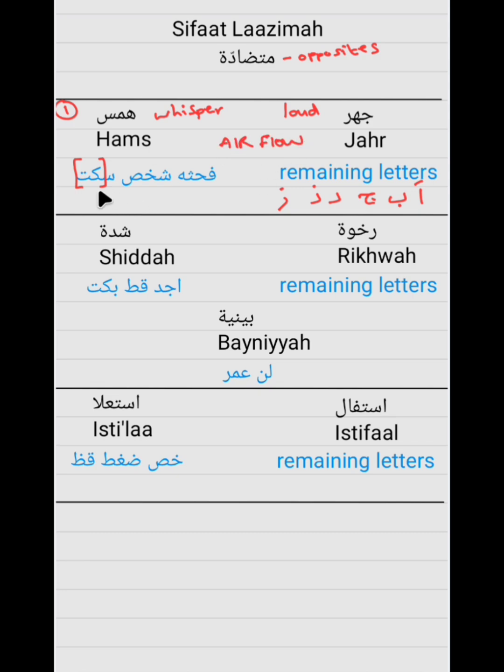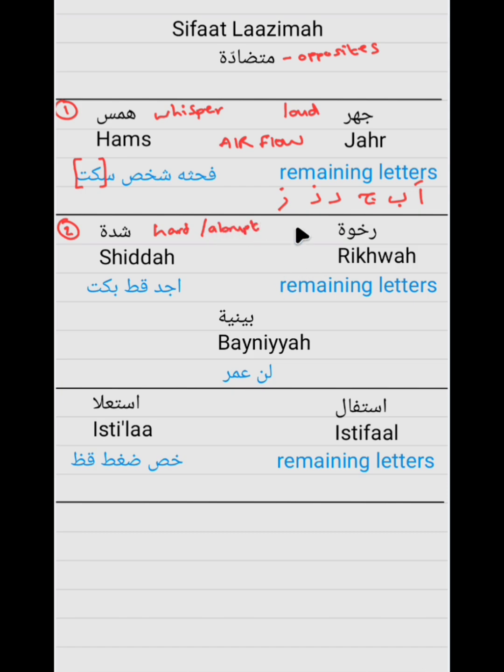Now the second group of sifat is talking about the flow of sound, right? The first group of sifat talked about the flow of air coming out of the mouth. Now we're talking about the flow of sound, so the duration of letters when we're pronouncing them. There are three possible durations of letters. There's shidda, which is abrupt pronunciation, right? So shidda means hard or abrupt.